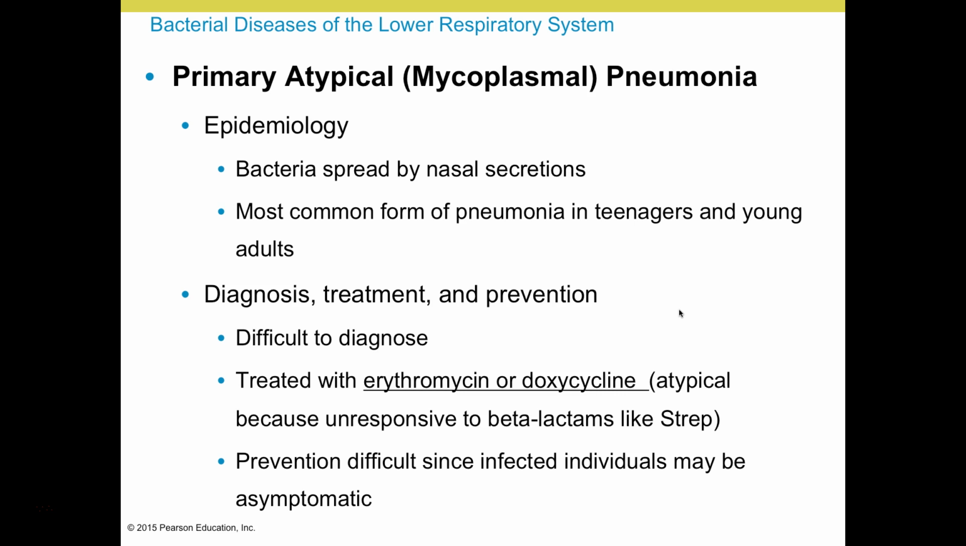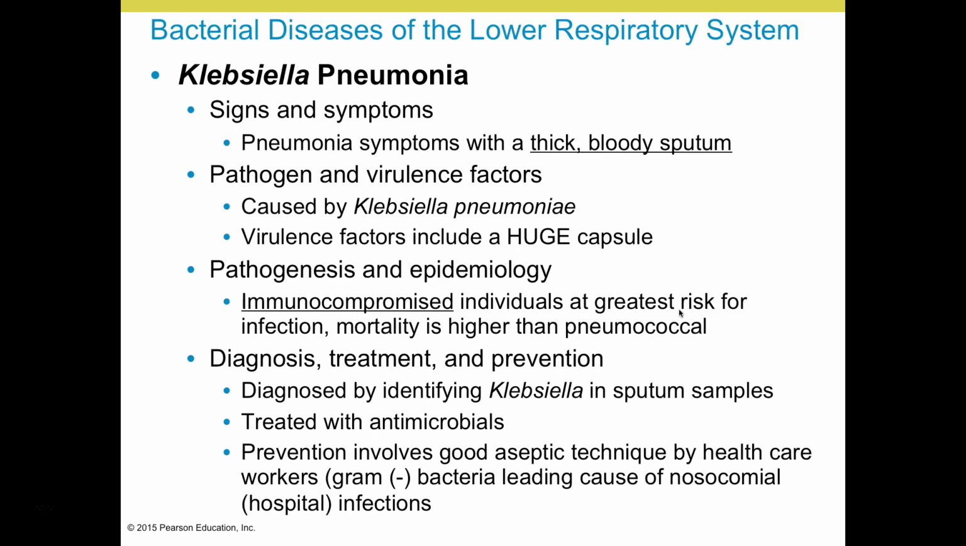Okay, your actual mycoplasma pneumonia is the most common in teenagers and young adults. And since you have it on for such a long time, it is actually difficult to know you have it. That's why they say it's difficult to diagnose. We treat it with a treatment unresponsive to beta-lactams. That means that we have to use erythromycin or doxycycline. The prevention is difficult because most of the time when you have a walking pneumonia, you don't even know you have it. It's asymptomatic.